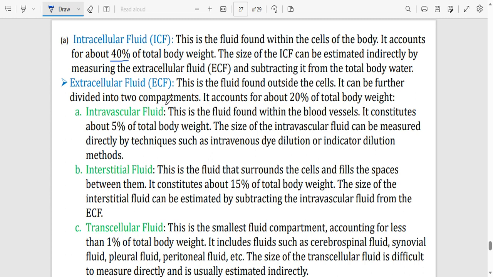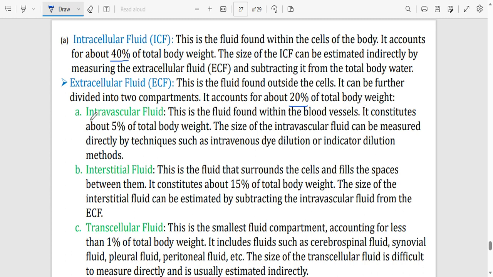It can be further divided into two compartments, of course. Now, not necessarily that it can be divided only into two. We saw it can be divided into three, but it's just that transcellular is mostly taken to be part of the interstitial in even some other books. So it accounts for about 20% of the total body weight.